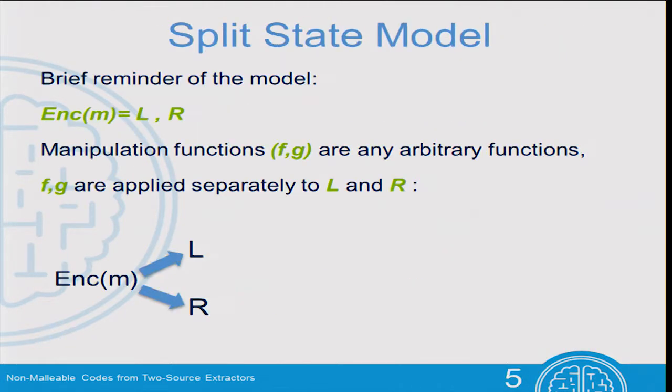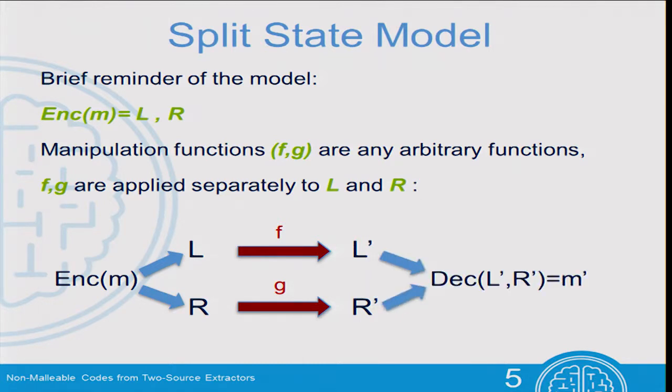We're interested in the split-state model. What's a split state? It's a model where we encode the message in two parts, L and R, left and right. What happens now, the adversary can choose two manipulation functions, F and G, and he has to apply them separately to L and R. So for us, capital H is the family of functions which manipulate the first half independently of manipulating the second half of the codeword. So this is the capital H for us, and we're interested in creating a code which is non-malleable with respect to this family.